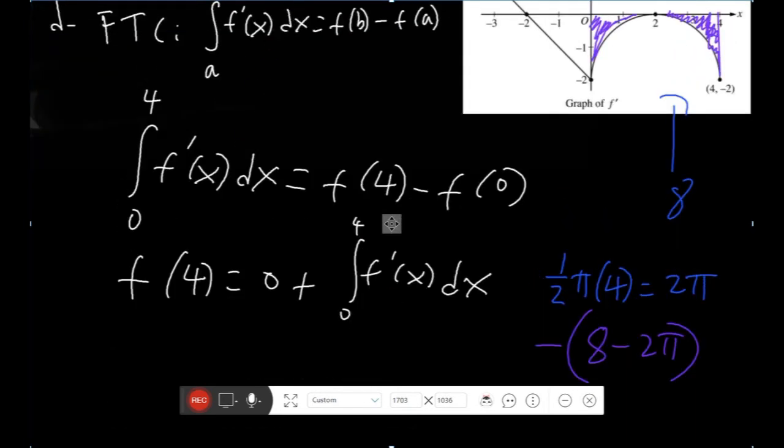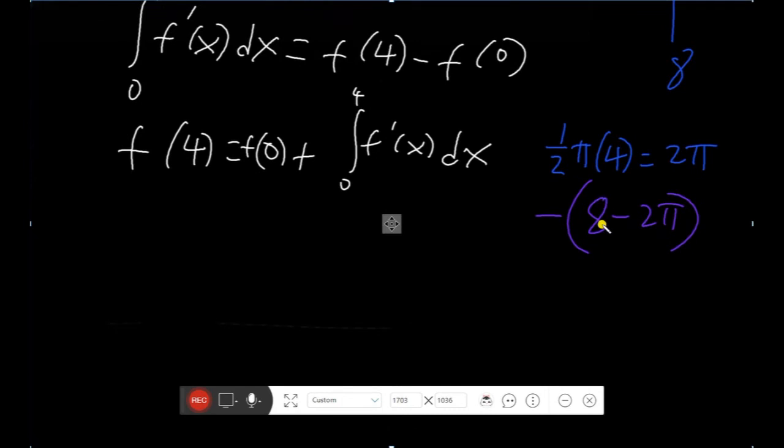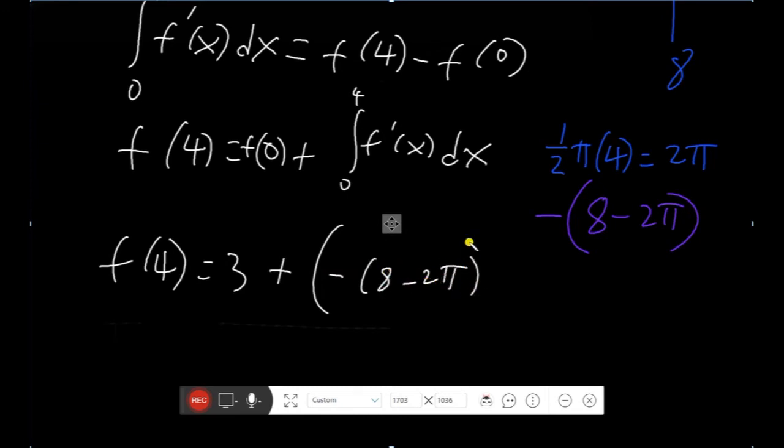Also, I realized I made a typo here. I said 0 here. It should actually be, I don't know if I can squeeze it in there, f of 0. Okay, so anyways, we have f of 4 equals 3 plus negative of 8 minus 2 pi.